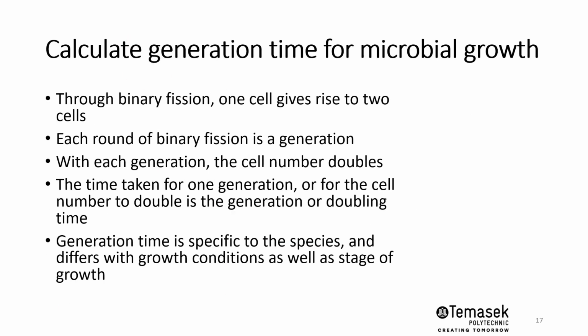So now let's take a look at how to calculate generation time for microbial growth. We know that microbes like bacteria reproduce through binary fission, and one cell often gives rise to two daughter cells. Each round of binary fission is called a generation. With each generation, the cell number doubles. The time taken for one generation, or for the cell number to double, is also known as the generation time or doubling time.